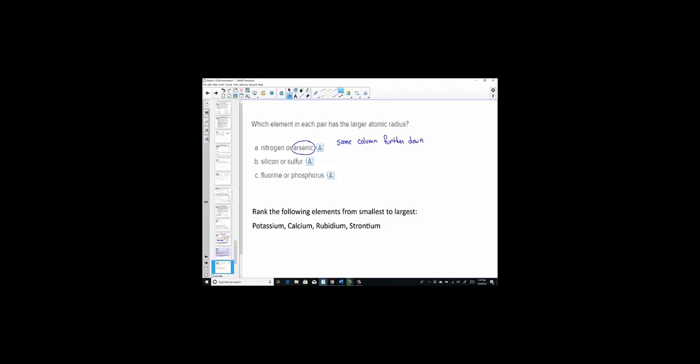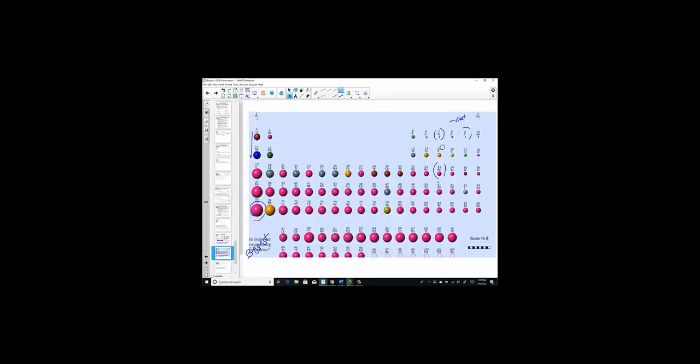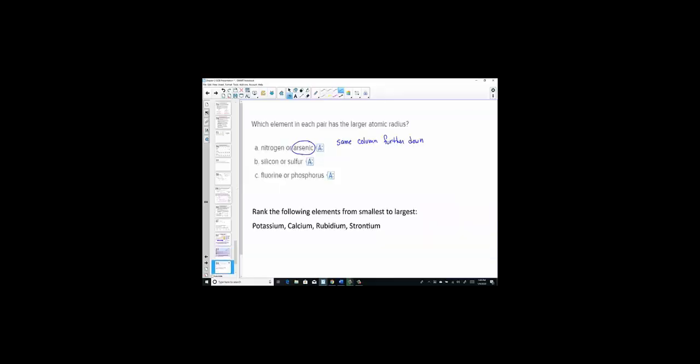Silicon or sulfur. Let's find where they live. Silicon, Si. Here's sulfur and silicon. So they're in the same row. Atoms get smaller as you go across the row. So bigger would be the furthest left. Smaller would be the further right. So silicon is bigger than sulfur. Same row, further left.